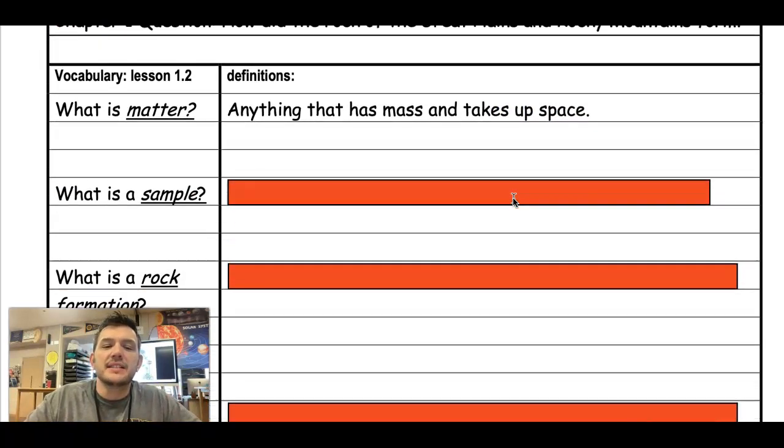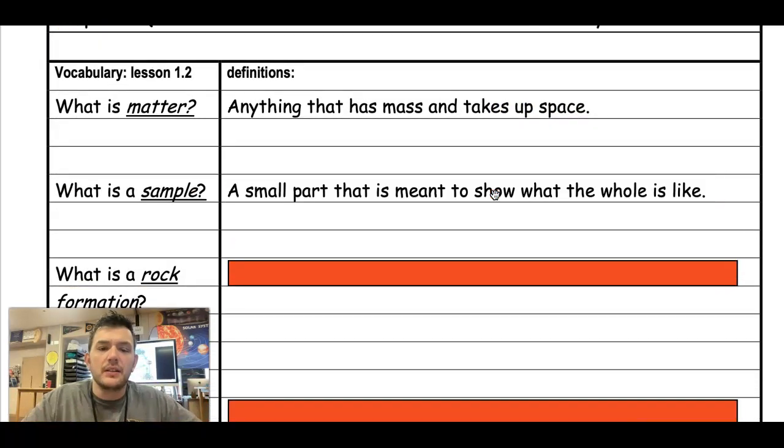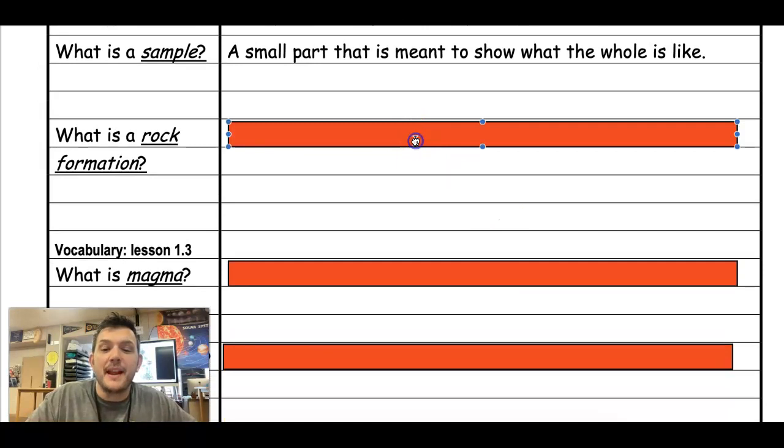As we proceed, what is a sample? Well, a sample is just a small part that is meant to show what the whole is like. And throughout this unit, we're going to be looking at different samples of rock and the different types of rock to see what the whole would be like, what these boulders and these mountains are made out of, okay? Sometimes I go to Sam's Club to get a sample. They're delicious.